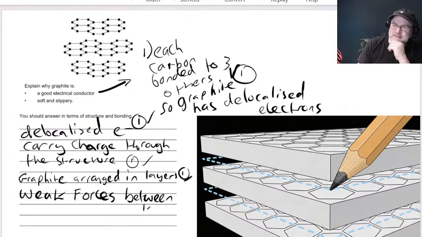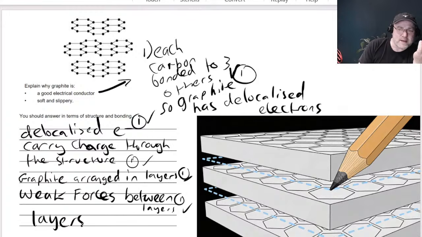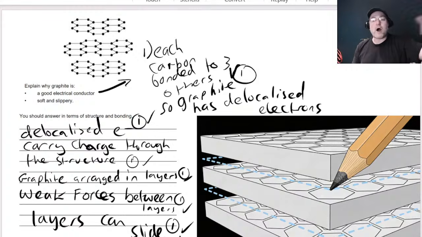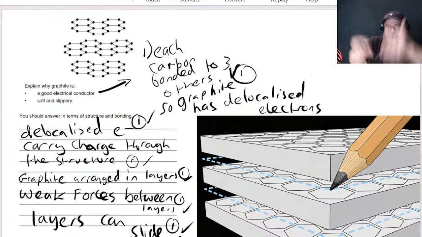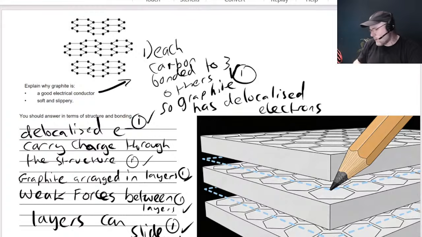Just in case you get an examiner who's like, it doesn't contain molecules. You can't say weak intermolecular forces, and you might get that, so we don't want that. So graphite: arranged in layers, weak forces between the layers. So we say layers can slide. If you want, you can say the forces are easy to break or the forces are overcome easily. And there we go. Bosh, 6 markers.